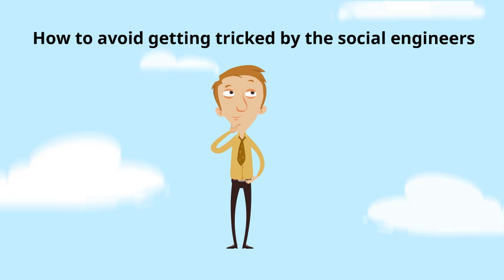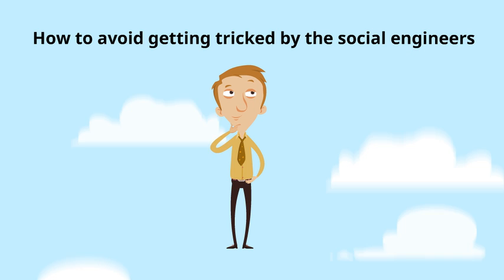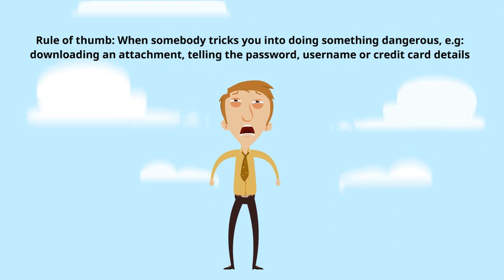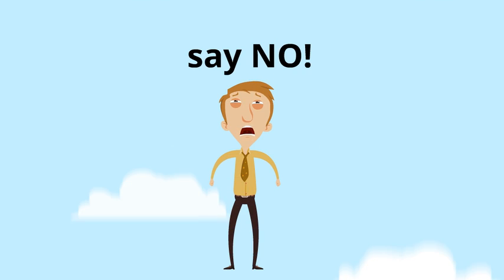Now let's talk about how to avoid getting tricked by the social engineers. And the rule of thumb is, when somebody tricks you into doing something dangerous, for example, downloading an attachment, telling the password, username, or credit card details, say no.